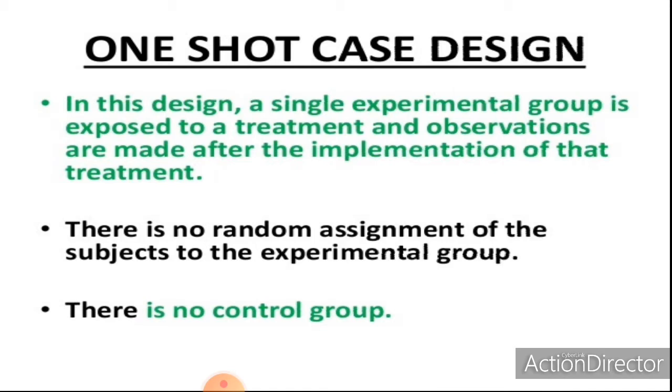We already discussed what is experimental group and control group in our previous video. The group which is manipulated or which is receiving the treatment is called the experimental group, and the group which remains unchanged is called the control group. Here in one-shot case study design, there is no control group, only an experimental group is there.